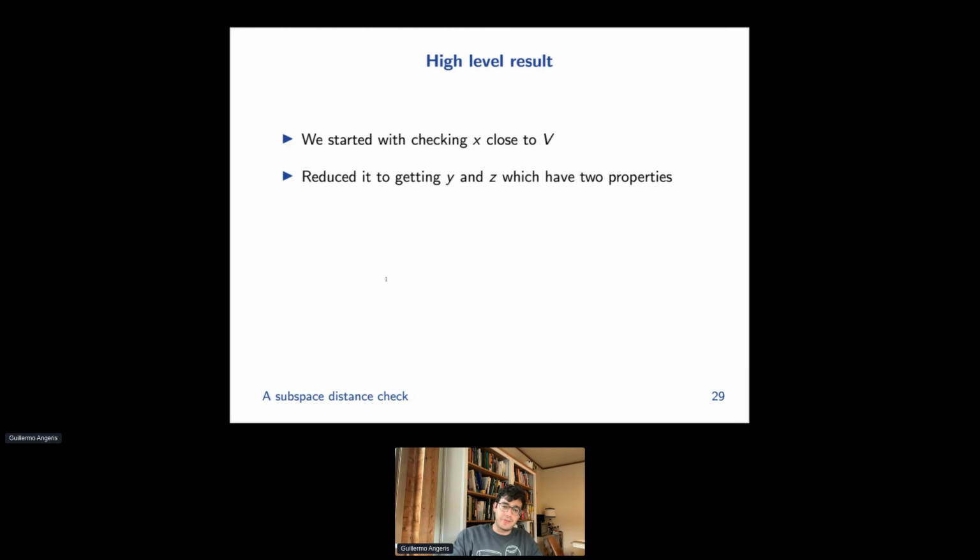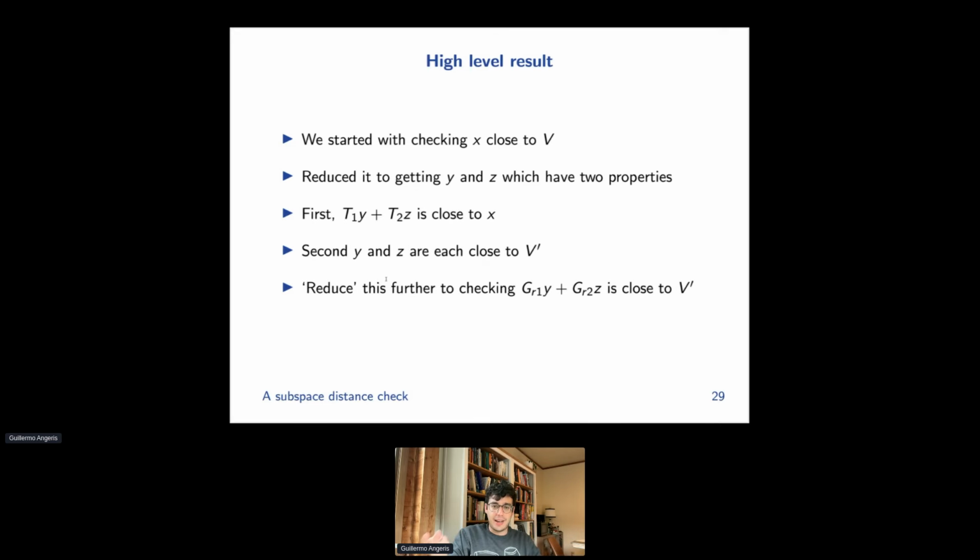And we reduce it to the following simpler check, which is that we have two vectors, y and z, that have two properties. First, this t1 y plus t2 z, this recursive decomposition property holds. In other words, x is close to this recursive decomposition, this linear combination. And second, that y and z are themselves each close to v prime.